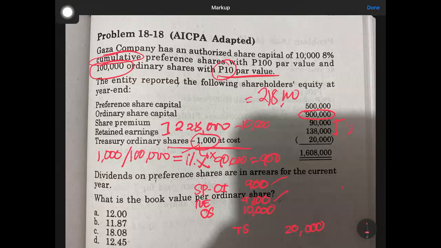218,000 tapos makaplat na ta sa atong table. 500, 900. So first, since cumulative ang atong preference share, so dividends on preference share are in arrears for the current year. So therefore, ang arrears lang is for the current year lang. So nakabayad sila for the previous year. So 1 year lang ta. That's 500,000 times 8%. So that's 40. Participating ba siya? Walang giingon. Therefore, mana ni? So balance ani pila ni? 218 minus 40,000. 178.